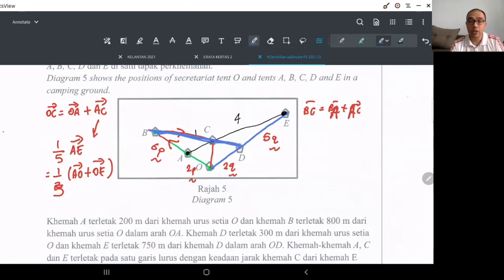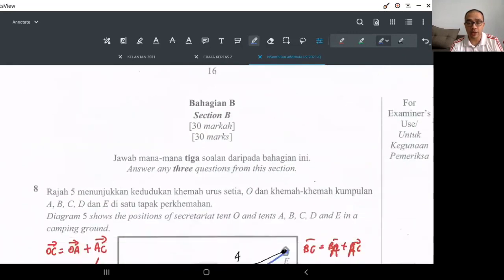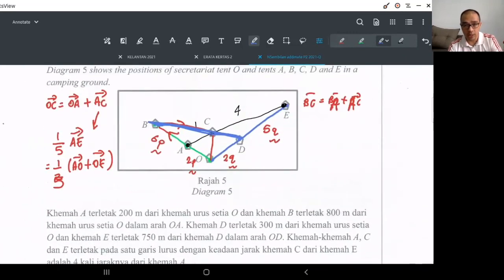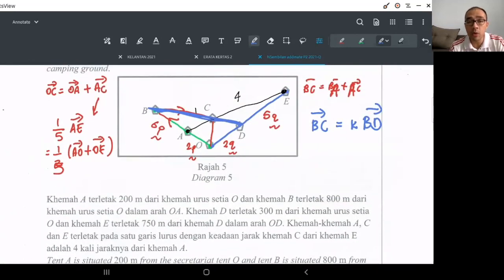So you know these three are on a straight line, and if these three are on a straight line, then I can say that BC equals K times BD, a random letter K. I can also use CD if I want, but I will use BD because BD is easier. BD is BO plus OD.